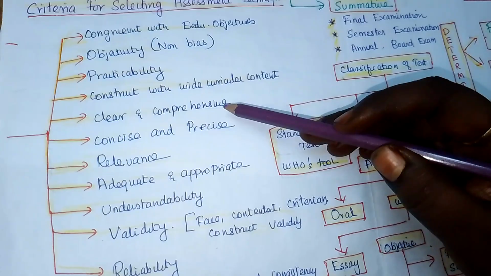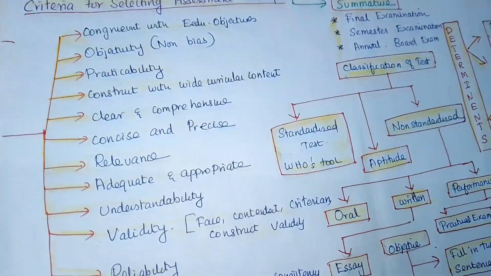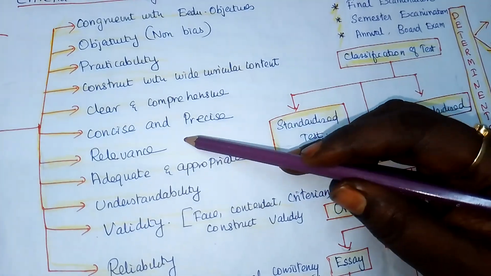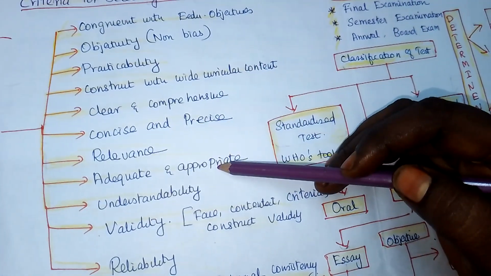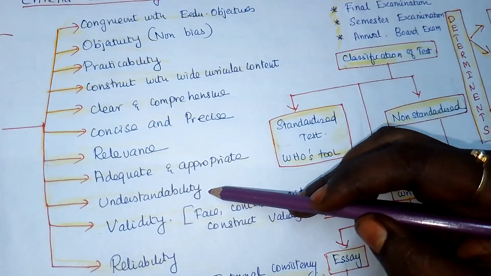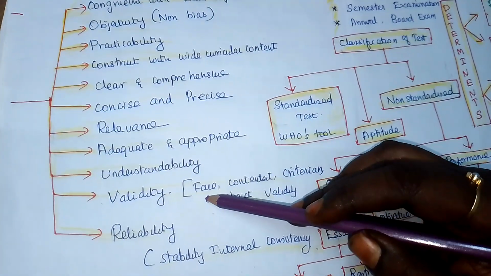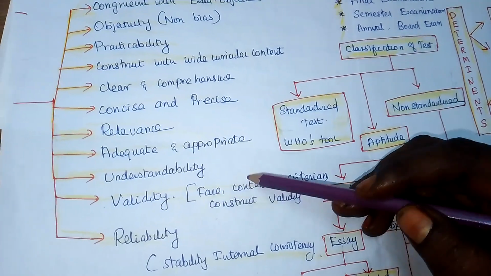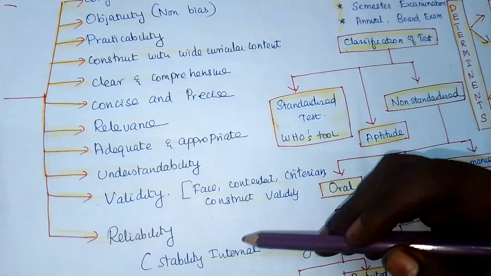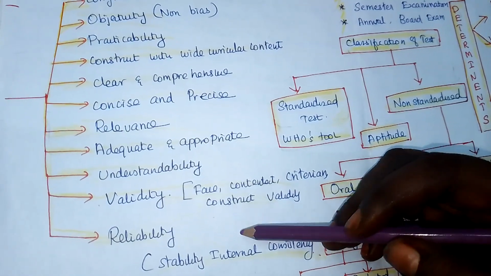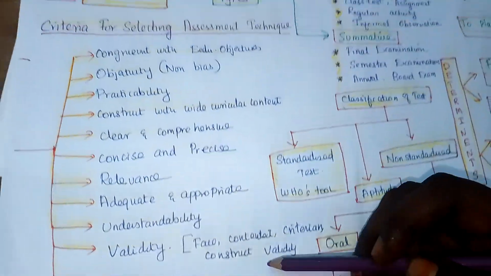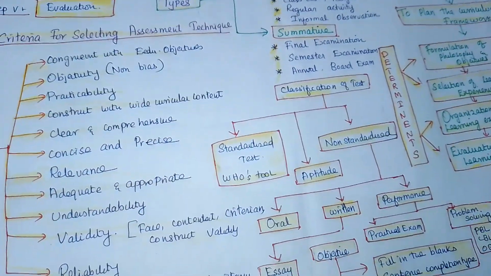It should be clear, comprehensive, concise, precise, relevant to the educational objective, adequate, appropriate, and understandable. It should have validity. What is validity? Face validity, content validity, criterion validity, construct validity. What about reliability? It should be reliable, with stability and internal consistency. So these are all the things you have to remember.